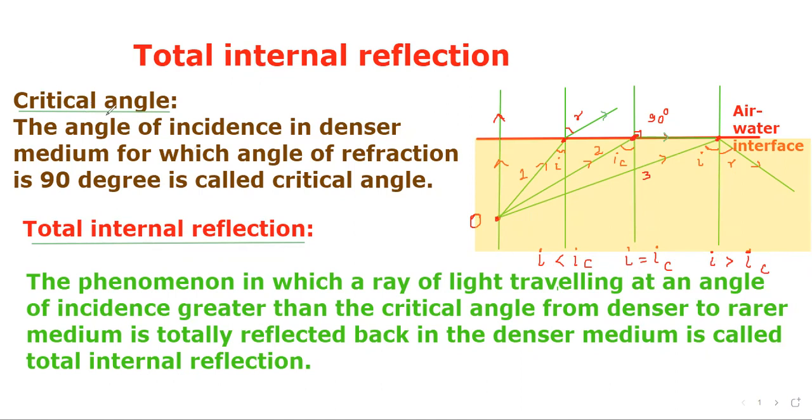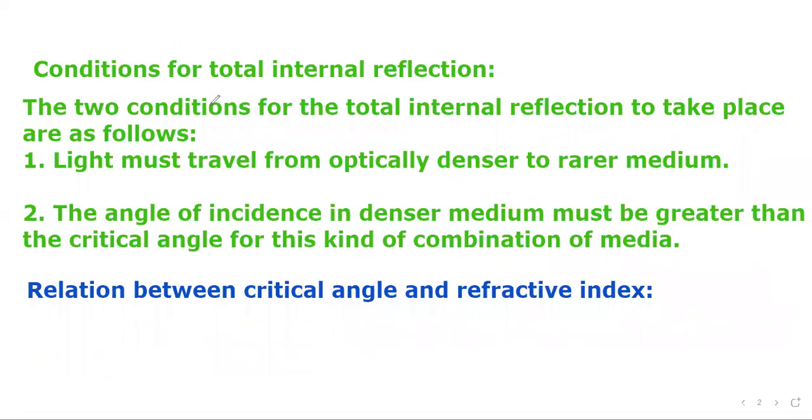Now let's see the definitions. Critical angle: the angle of incidence in the denser medium for which the angle of refraction is 90 degrees is called the critical angle. Total internal reflection: the phenomenon in which a ray of light traveling at an angle of incidence greater than the critical angle from a denser to a rarer medium is totally reflected back into the denser medium is called total internal reflection.